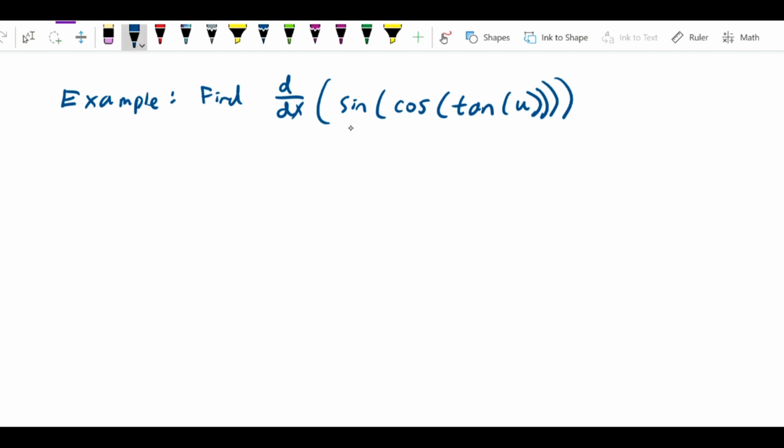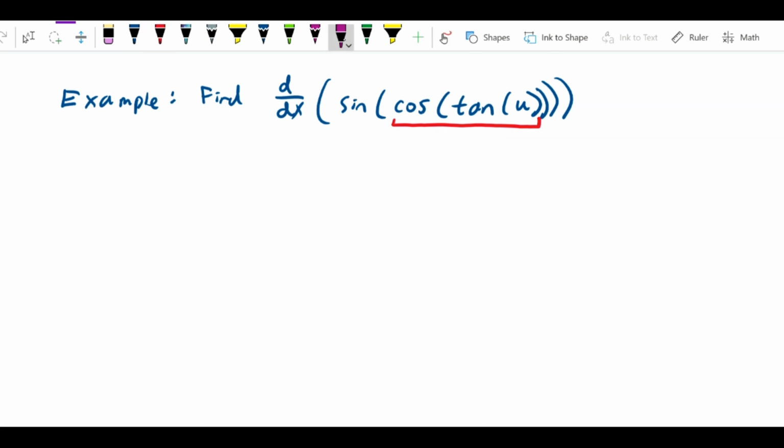So take a look at the outside function. The outside function is sine. So what I want to do is treat this like I'm taking the derivative of sine. Basically, it's like I'm taking the derivative of sine of x and just treating this thing in the red bracket as if it were x. Then I'm going to multiply by the derivative of that.